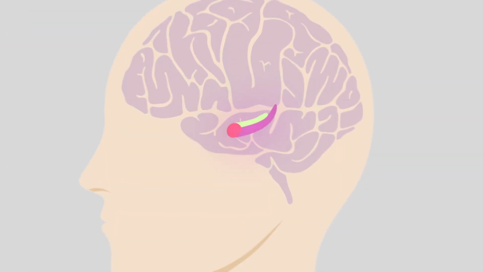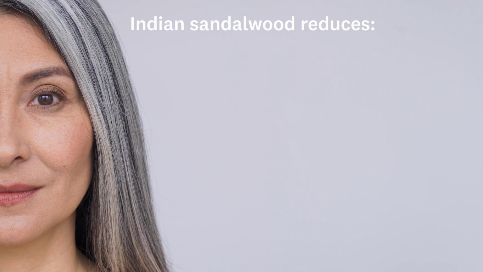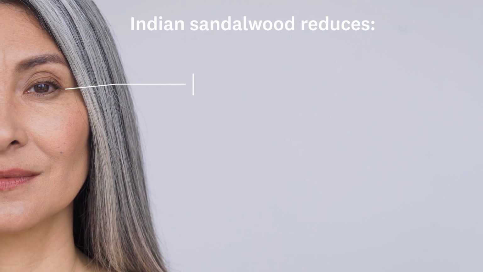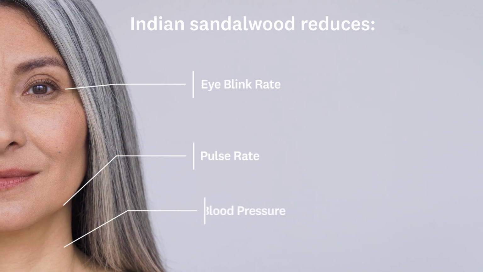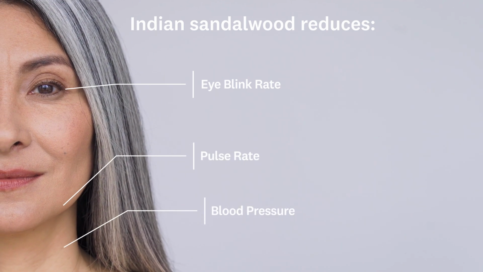When applied topically, Indian sandalwood activates receptors in the brain, such as GABA, that are said to reduce anxiety. This leads to reduced physiological markers of stress, such as eye blink rate, pulse rate, and systolic blood pressure. So, this highly versatile, natural powerhouse can benefit your skin and your well-being.